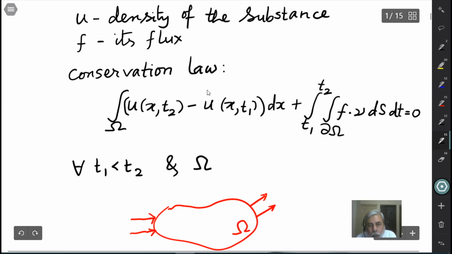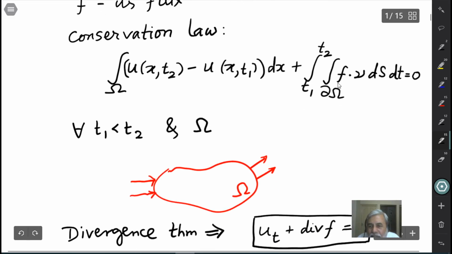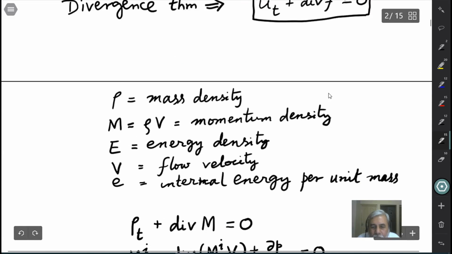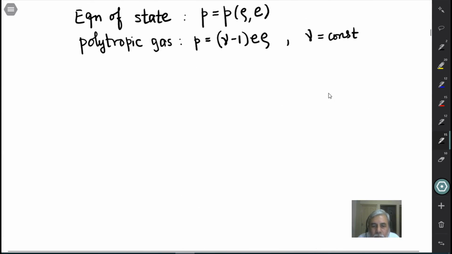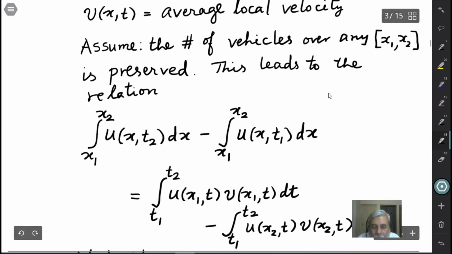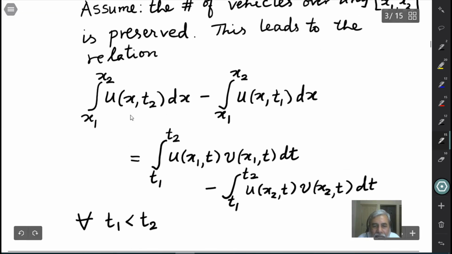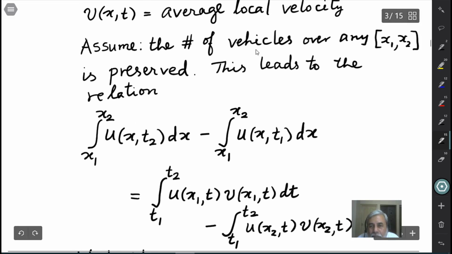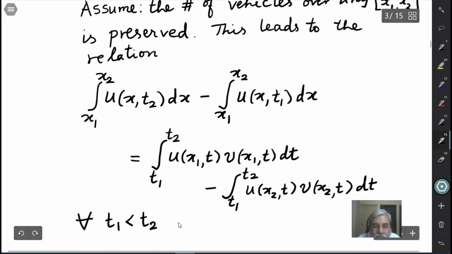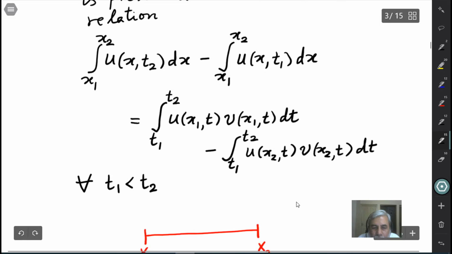So u, the number of vehicles, is our density now, and the flux will be u times v, where v is the average velocity. So that relation leads to, at any two times T1 and T2, assuming that the number of vehicles in any interval is preserved, this conservation relation.